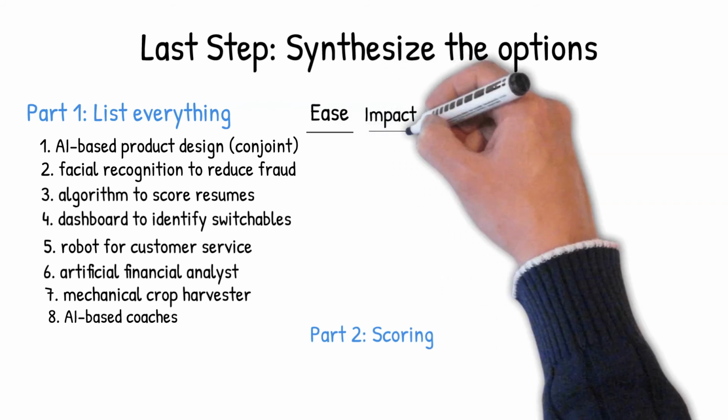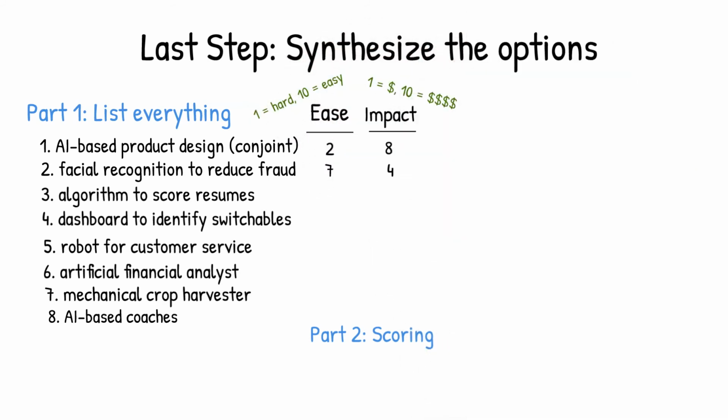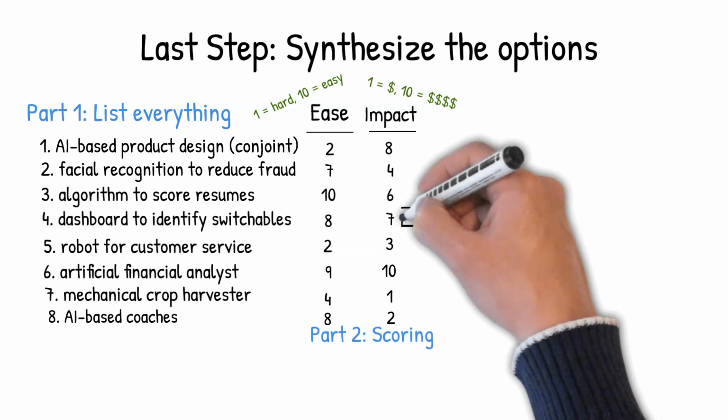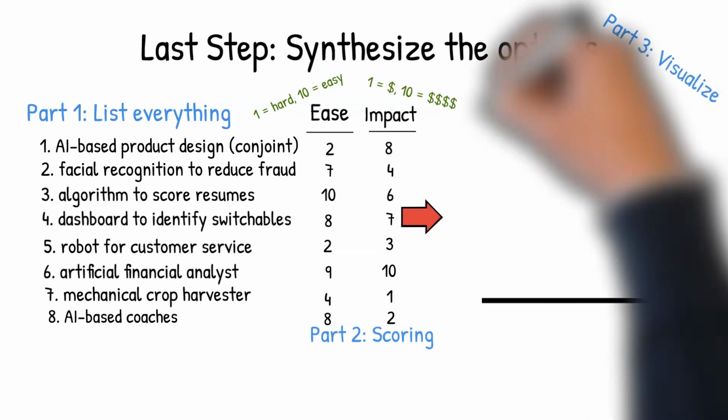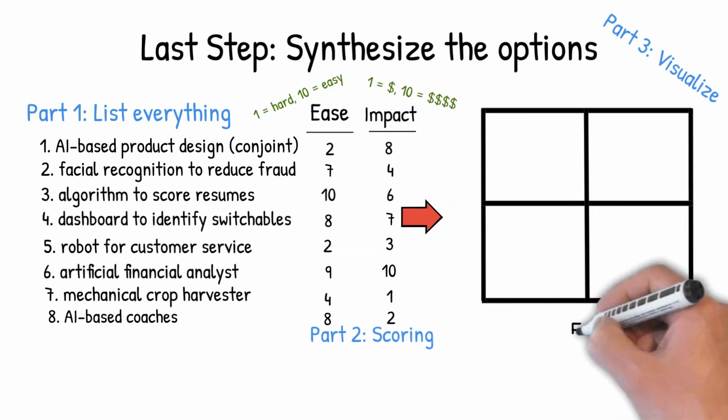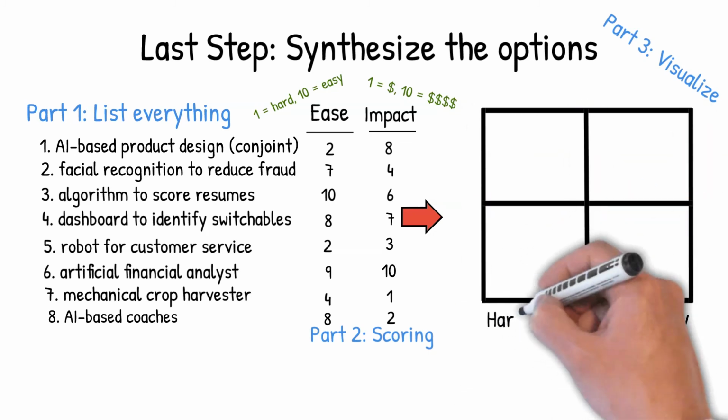List every idea and evaluate them on a 1 to 10 scale. 1 means something is very, very hard. 10, super easy. So a high number is a good sign. And then also evaluate each of those options on an impact scale. For example, 1, not very impactful, maybe not a lot of profit. 10, very profitable, very impactful. After you do the scoring, let's just plot it on a 2x2 matrix, by ease, hard versus easy, and impact, low versus high.